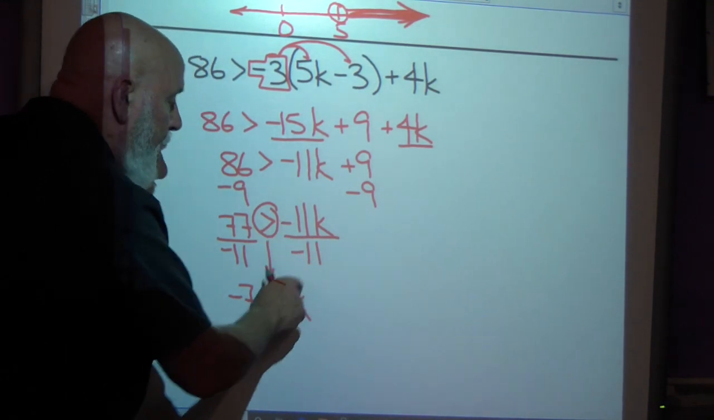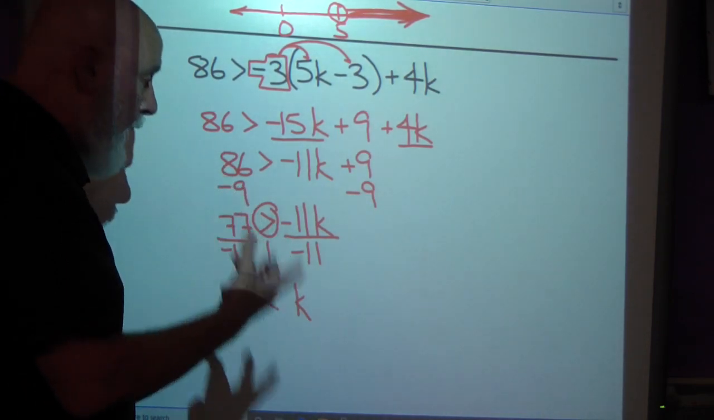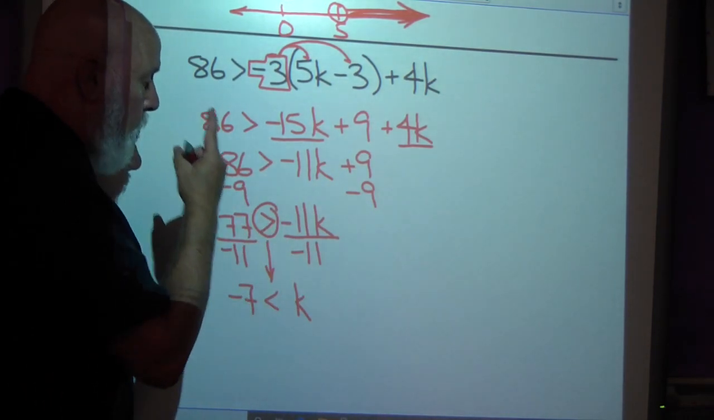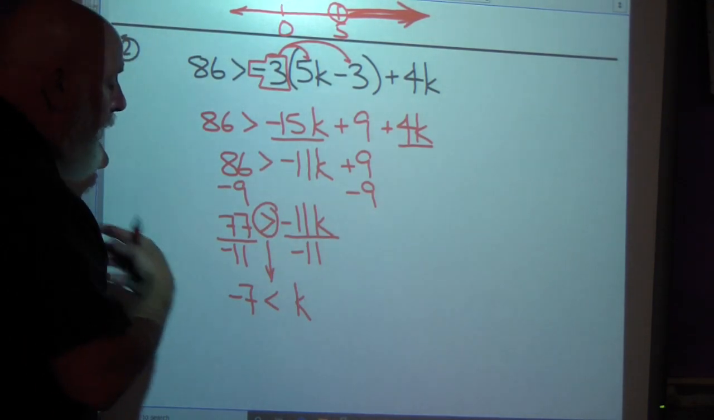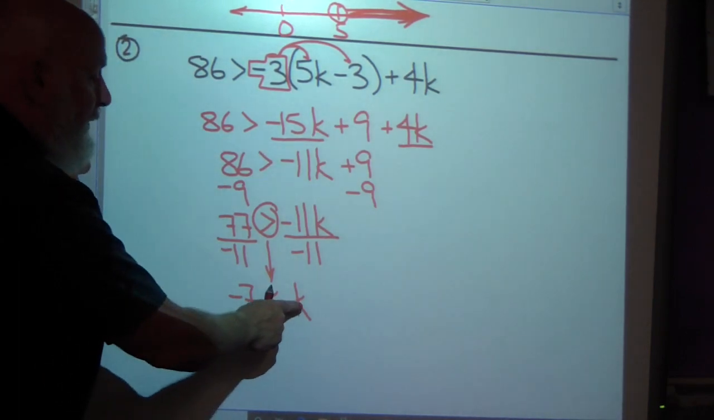Negative 11 divided by negative 11. Negative divided by negative is positive. 11 divided by 11 is 1. 1 times K is K. And personally, I mean, we could graph it right now, but personally I like to put my variable on the left.